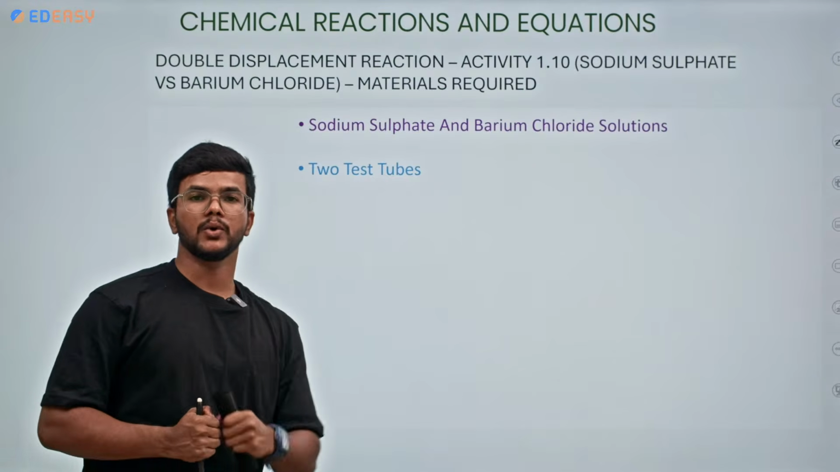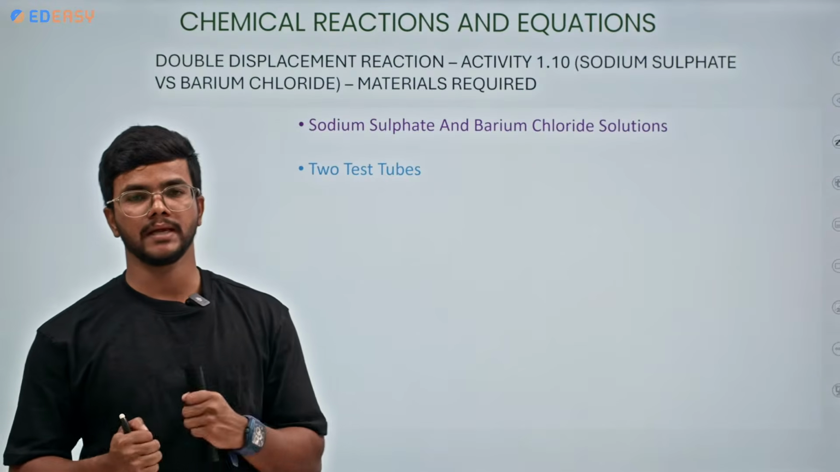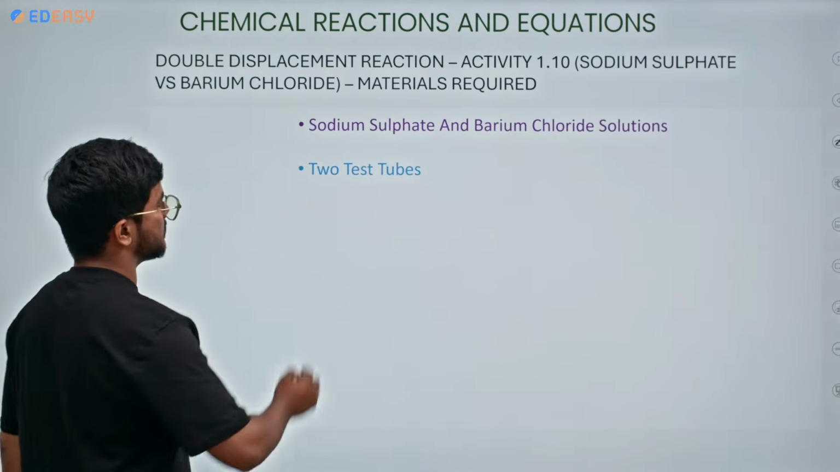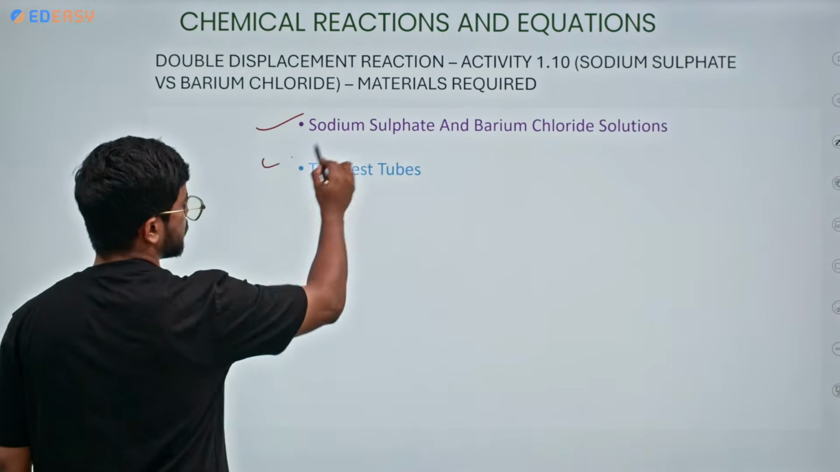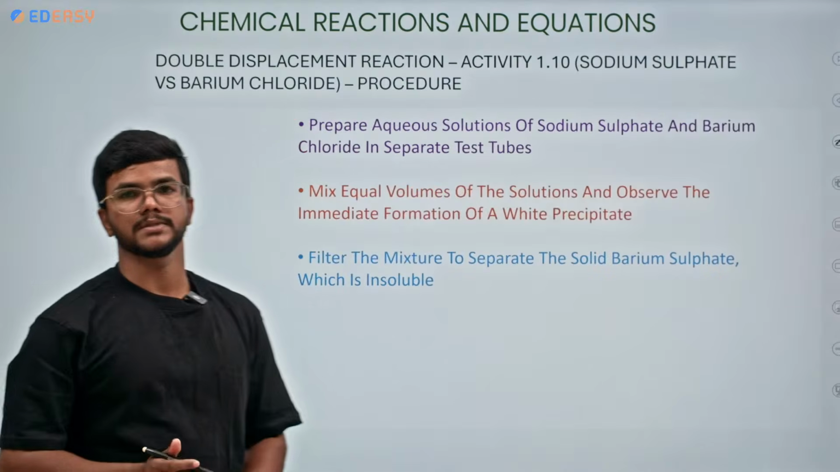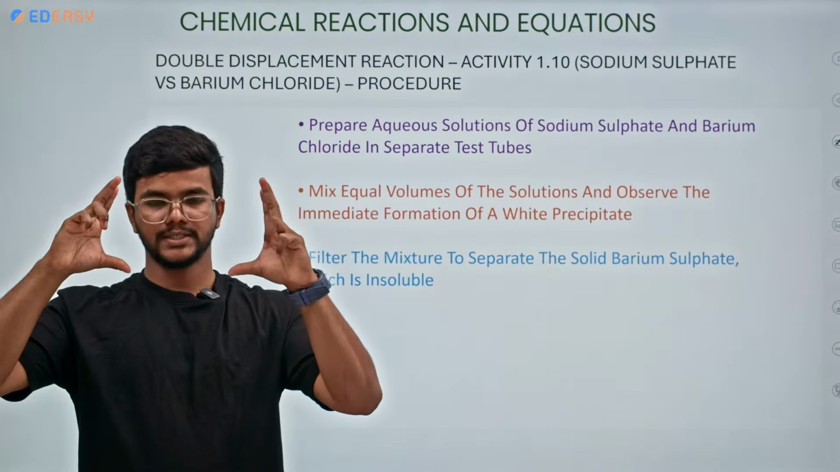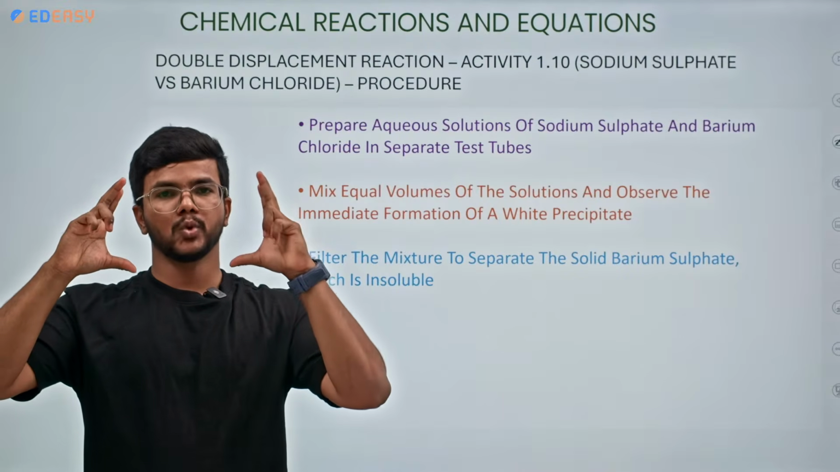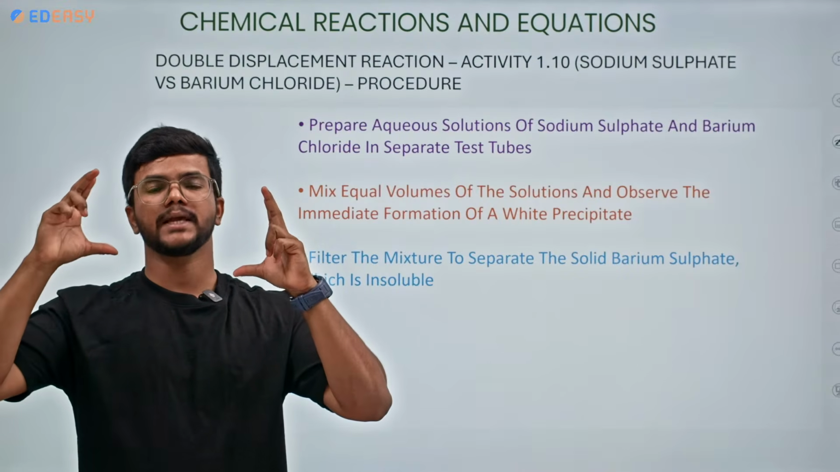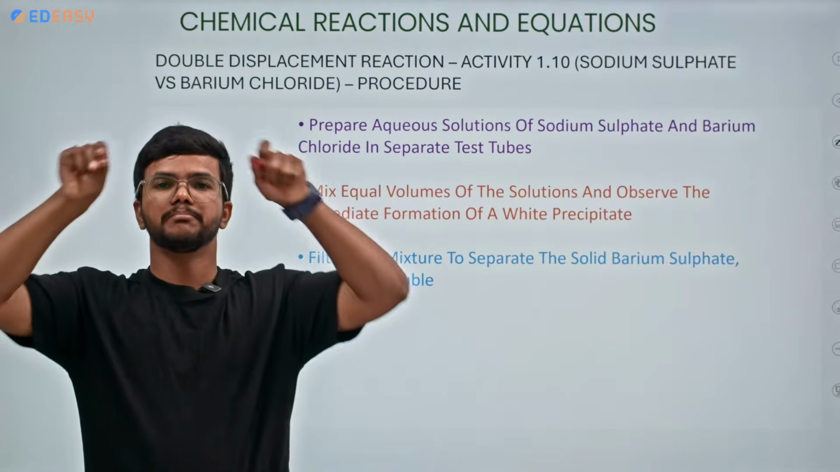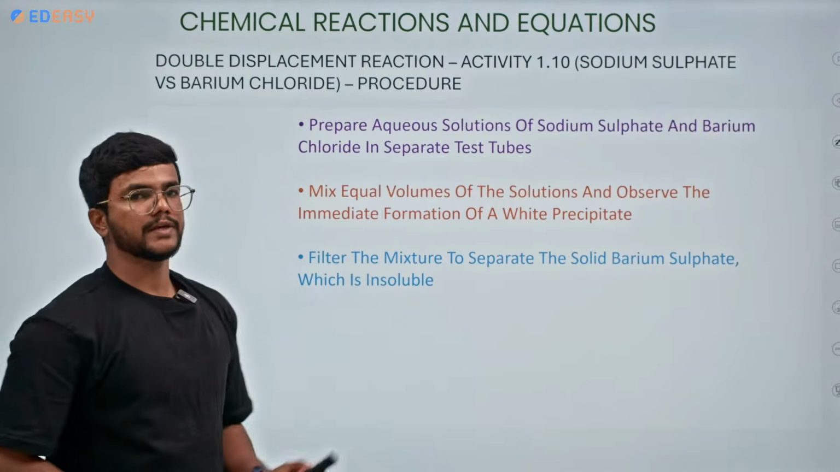1.10, which is sodium sulfate reacting with barium chloride. The materials required are the chemicals and two test tubes. The procedure: take two test tubes. In one test tube, take barium chloride solution. In another test tube, take sodium sulfate. Just mix them together. What observation will you find?